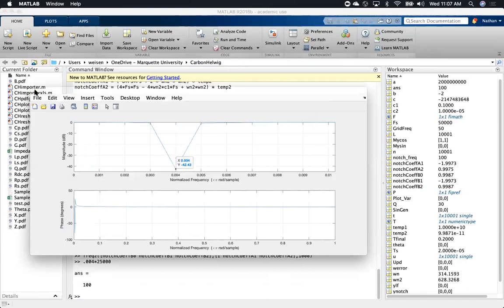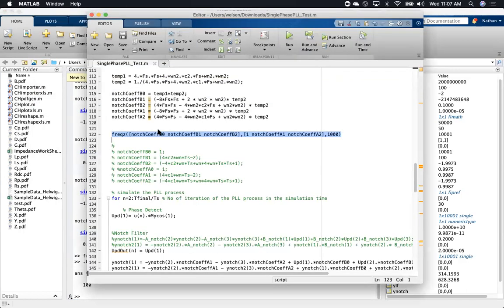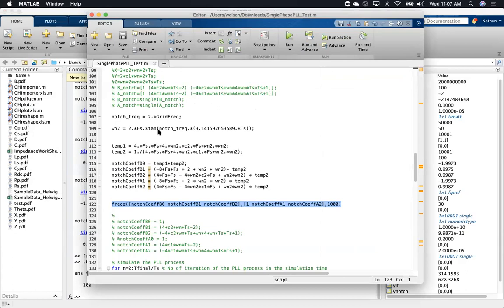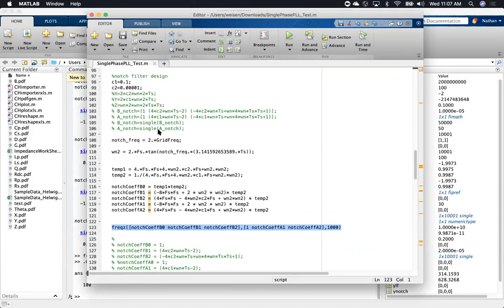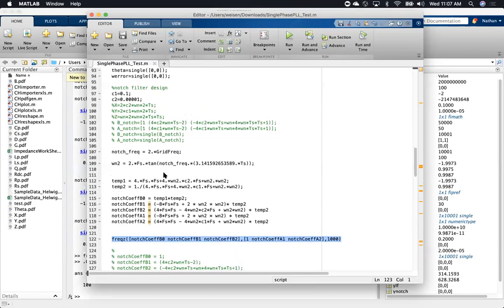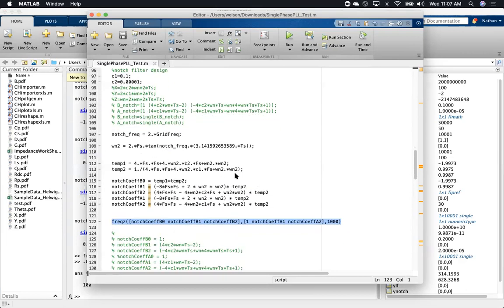Okay, so that's a really simple notch filter. I don't have the derivation completely set up yet for the coefficients. That will come in the PDF, so it's not here. I have it derived, but I can't show it to you explicitly because I just have the equations written down. But essentially, this gives you a notch at that frequency.